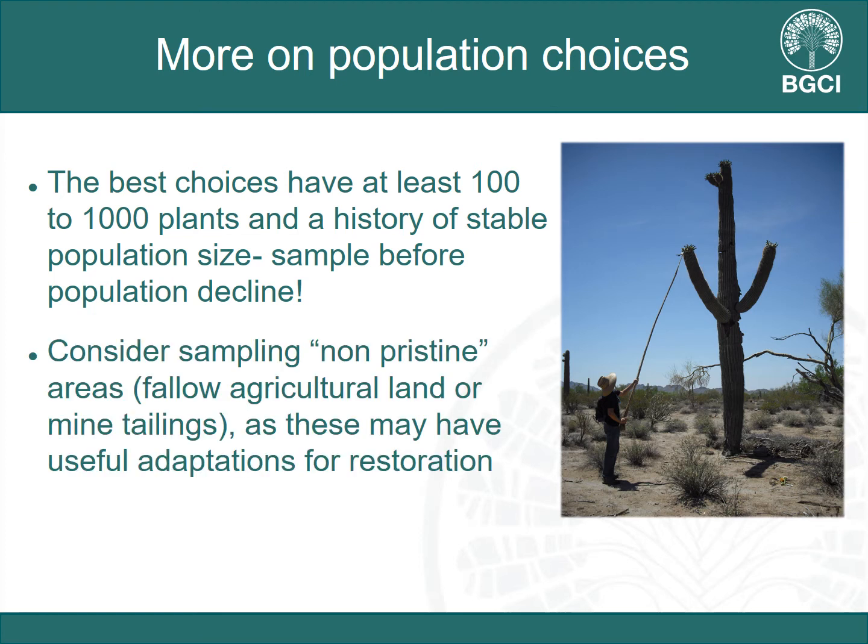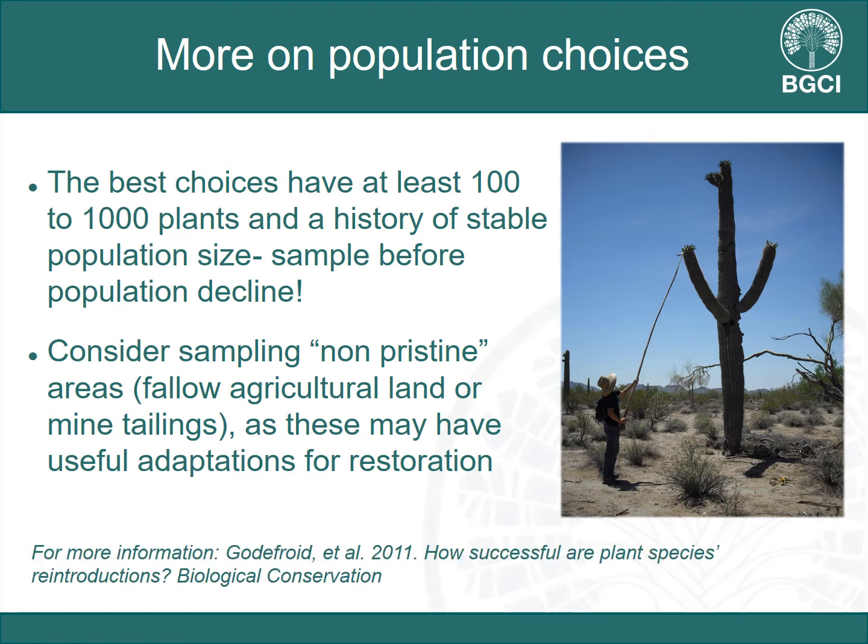An interesting proposal that I have seen is to also consider taking some of your samples in non-pristine sites, such as fallow agricultural land, on poor soil, in abandoned lots, etc., as these may have unique diversity and useful adaptations for the future. For more information on what choice of seed can lead to successful restoration outcomes, see this citation from 2011.